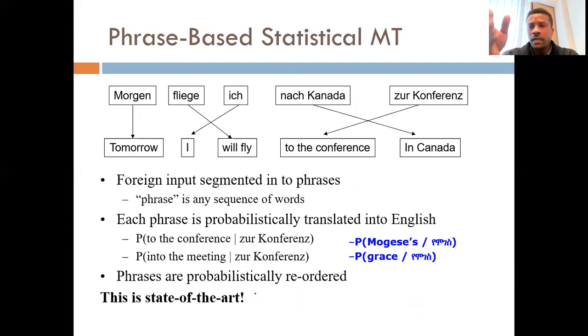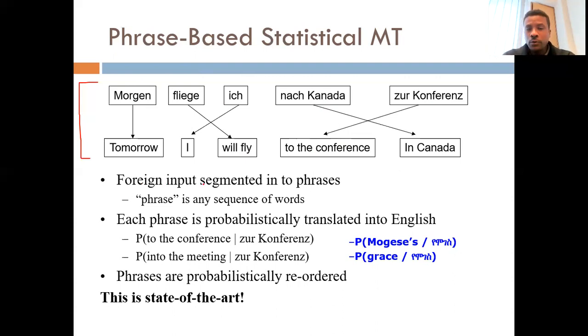Using either GIZA++ or any word alignment, if you are given a sentence in two languages, you can create an alignment or an association between a phrase or a word from one language to the other. For example, as you can see in here, Morgen is associated with the English term tomorrow. This is a German sentence. And nach Kanada is associated with in Canada, zur Konferenz with to the conference, and fliege with fly. I know that I'm not pronouncing the German words and phrases correctly, but the pronunciation doesn't matter in here because it's a string manipulation.